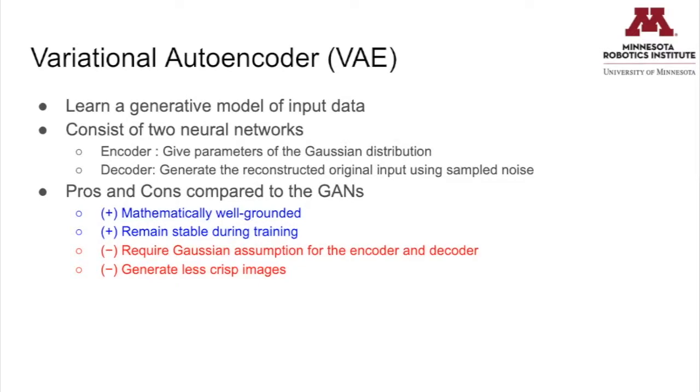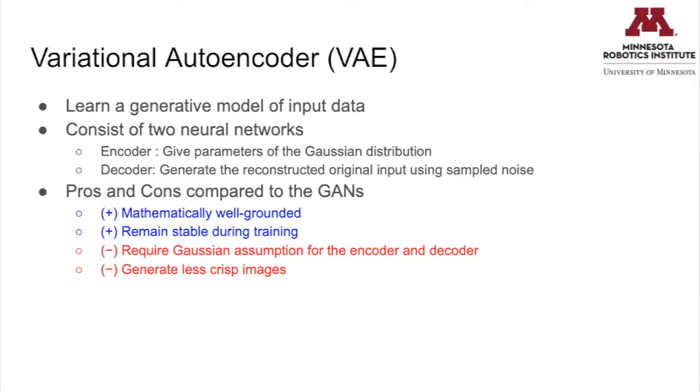The VAE aims to learn a generative model to faithfully reproduce input data. It samples noise from latent space and generates images using the noise. It consists of two neural networks, termed the encoder and the decoder. Throughout training, the encoder learns to generate parameters of the Gaussian distribution where noises are sampled from. The decoder learns to generate images using noise from the encoder.